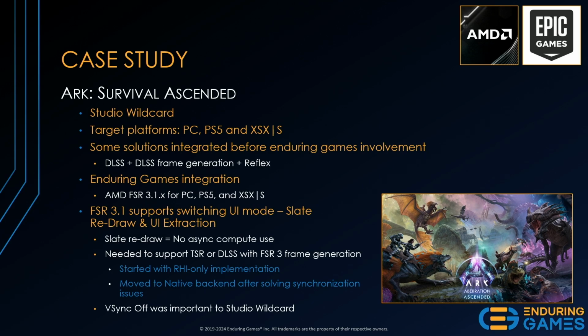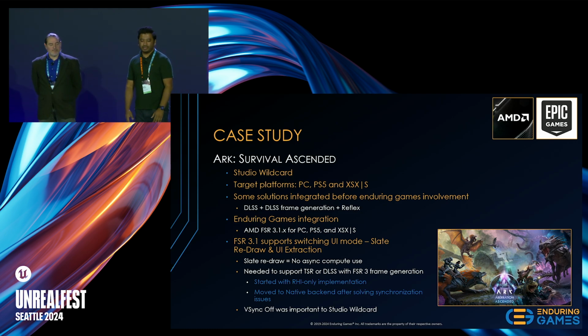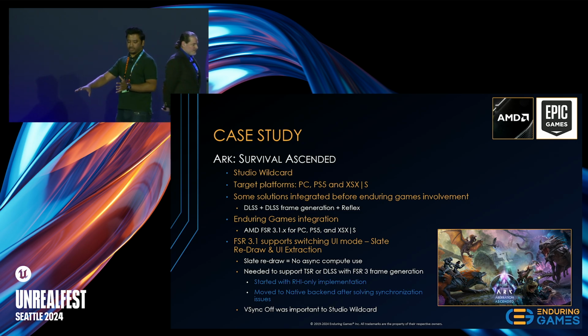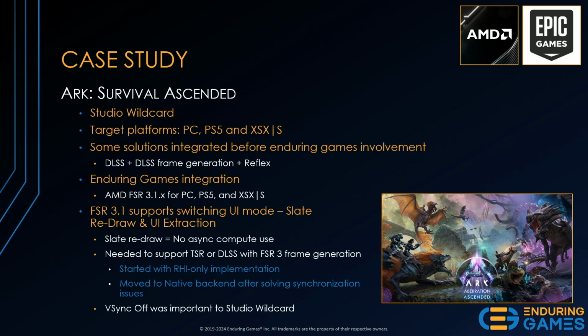Kevin? Yeah. So like I was saying, 3.1 actually lets you switch between slate extraction versus our full slate redraw. Both of those have their own issues, and you have to deal with the issues as a fall-off. Slate redraw means you can't do async compute because slate needs to run on and you need to synchronize the calls to actually make slate render. We started with an RHI-only implementation to get it out first, and we were working on the native backend for the new engine version and the updated 3.1 interplay as well.